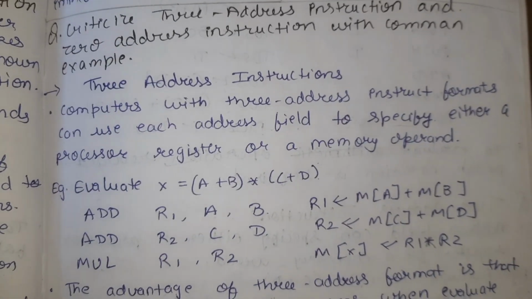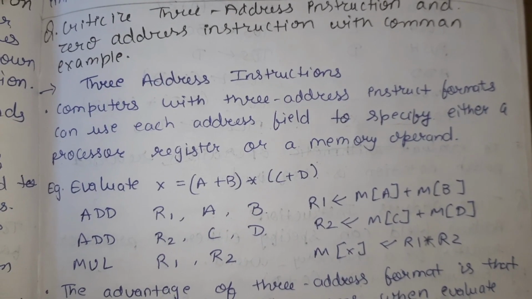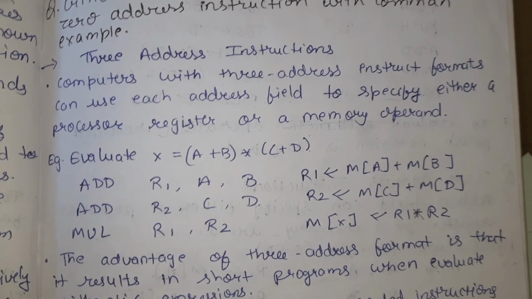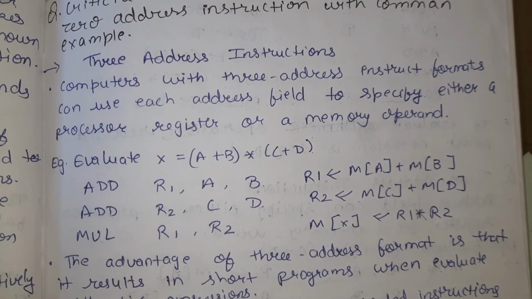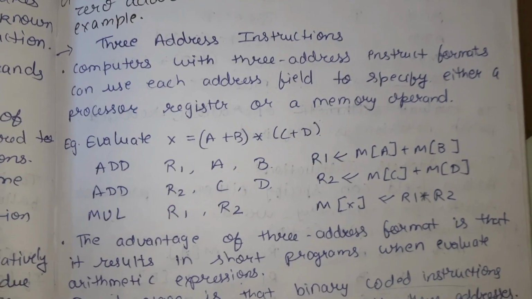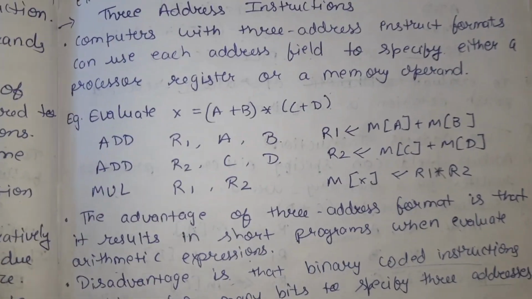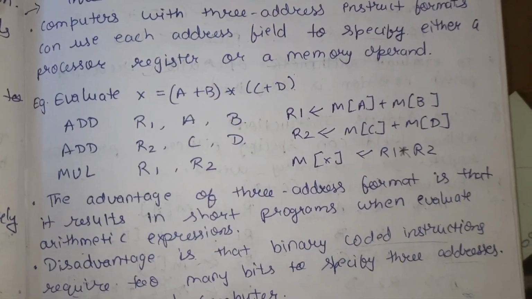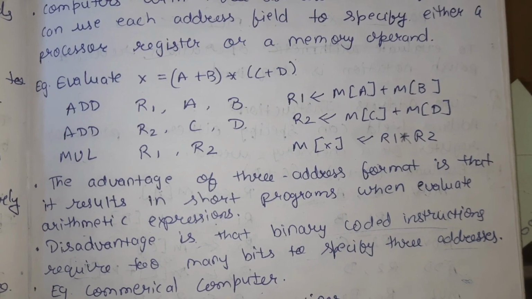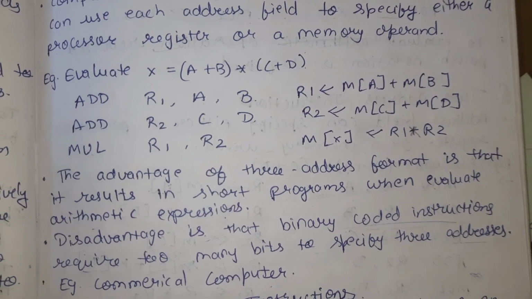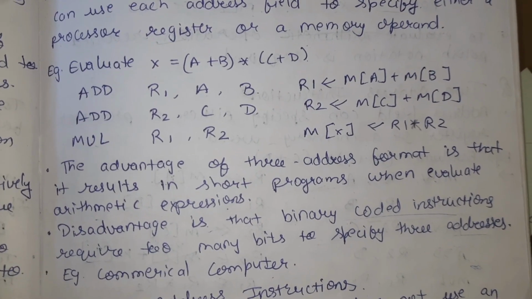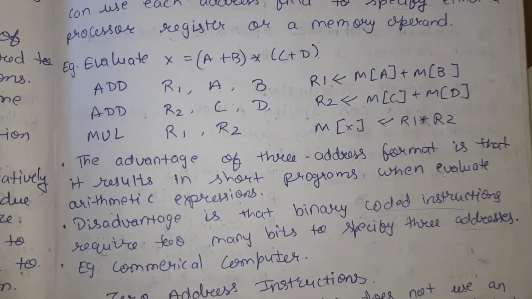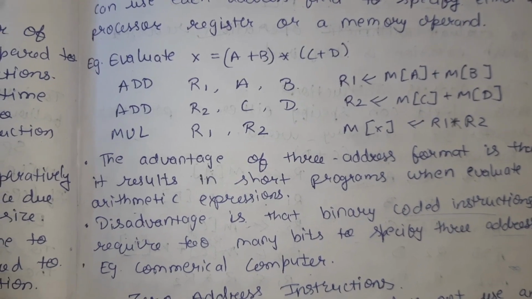3 address instruction. Computers with 3 address instruction formats can use each address field to specify either a processor register or a memory operand. For example, let's take one example, that is X equals (A plus B) into (C plus D). So for that, first we need to do addition in register R1. After that we will add C plus D in R2, and after that we will multiply R1 and R2 registers.